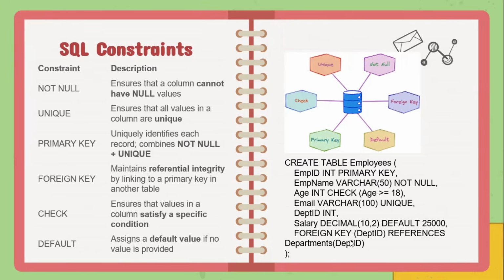Then foreign key. Foreign key dept ID references department's dept ID. So we have another table department which has the same common column, dept ID, and using that common column we are linking the two tables. This is called a foreign key because for the department table the dept ID is the primary key.